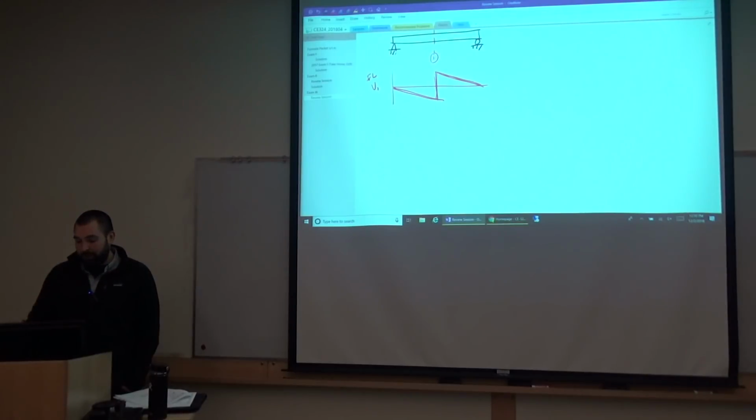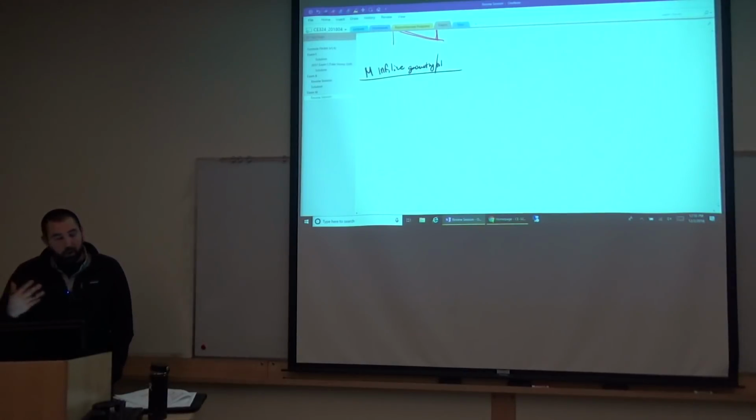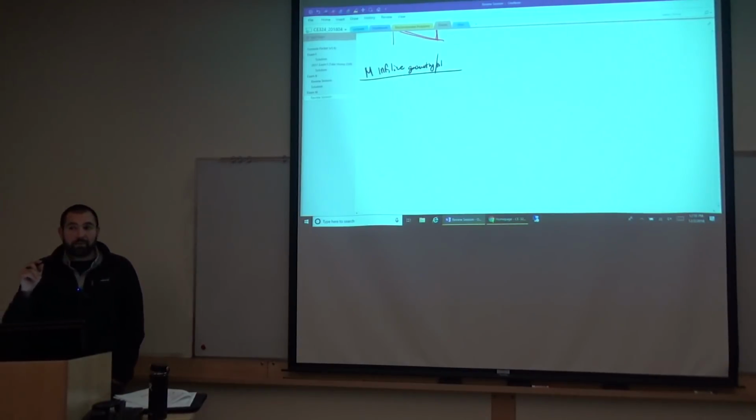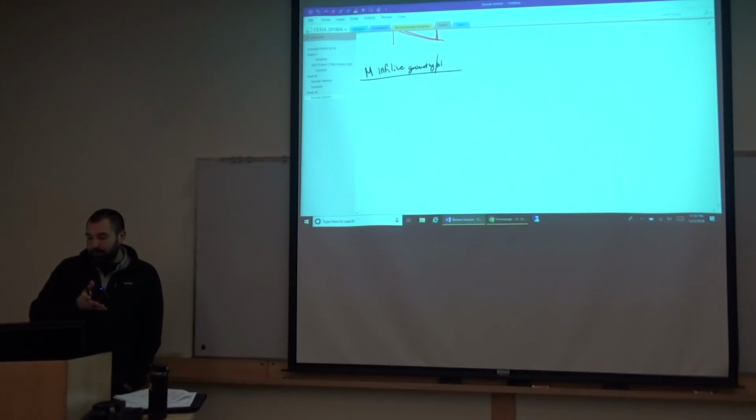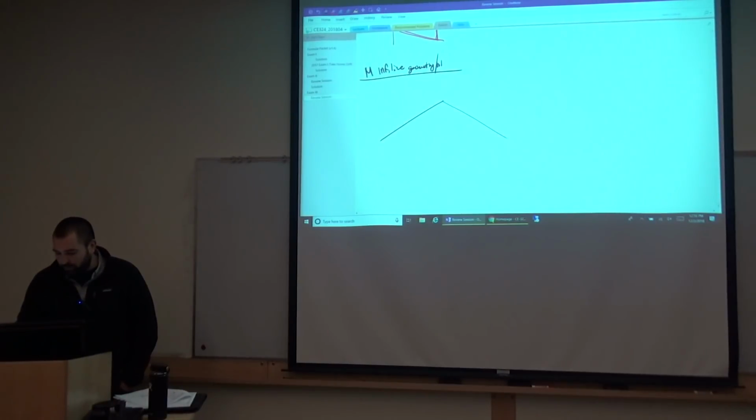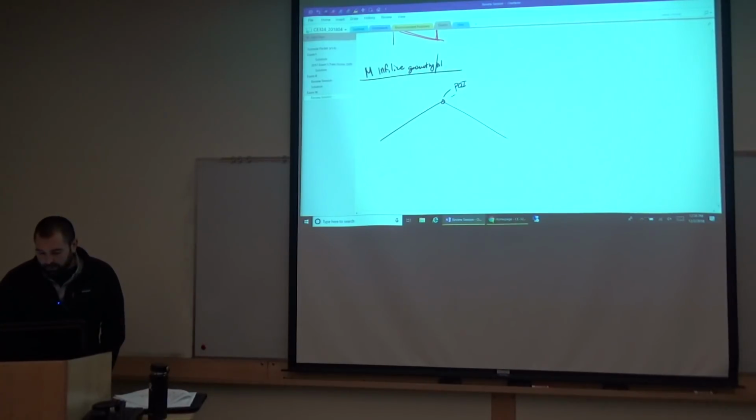The most rigorous way to go about finding a moment influence line geometry, or height, the most important thing is the tool or rule that we know: the slope on one side of the point of interest versus the slope on the other side, the difference in those slopes has to be 1. That's the fundamental rule. Here's a schematic diagram. If that's our point of interest, we know that the difference in slopes is equal to 1.